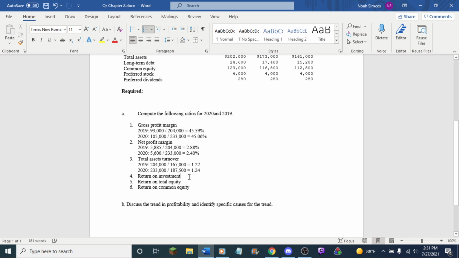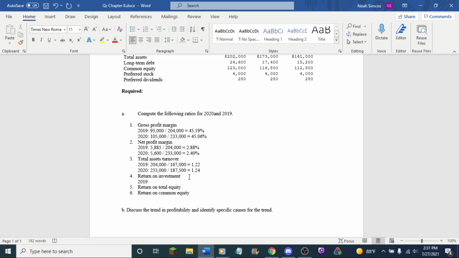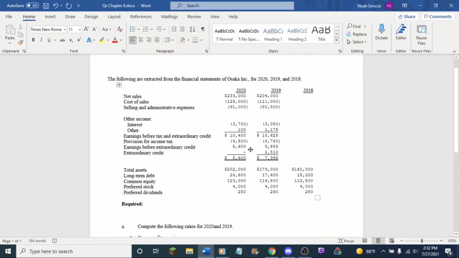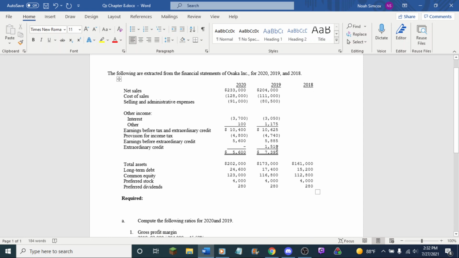And we have return on investment. Oh man, I just love their stinking equation. I need so many brackets. I need literal brackets, like this bracket. The first thing we need is net income before non-controlling interest and non-recurring items for 2019. So we already determined that for 2019, that number is 5885.